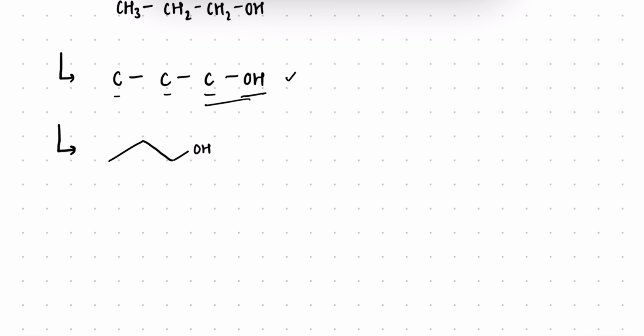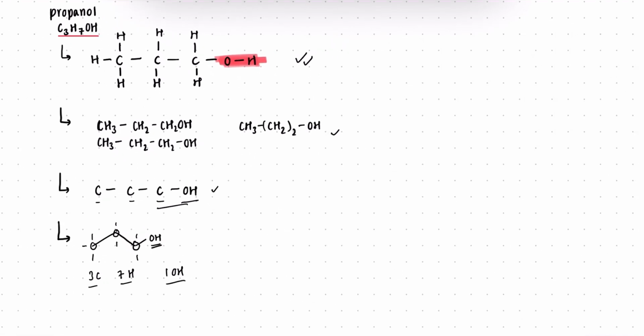So this is propanol because there's 1, 2, 3 carbons, there's an OH group, and when we're counting the hydrogens, there's 1, 2 here, 2 here, 1, 2, 3 here. So that's 3 plus 2 plus 2, which is 7 hydrogens, and 7 hydrogens, 1 OH group, and 3 carbons, which is the formula. So that's how you can draw a bond line structure for propanol. And here are all 4 formulas for propanol in this case.